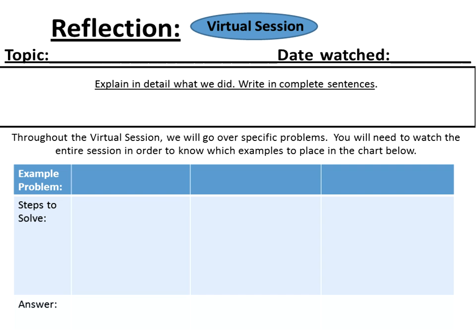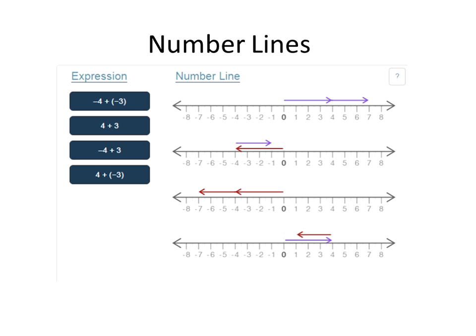In this middle part here, you're going to write in detail what we did in complete sentences. I know this is math class and you don't feel like you should be writing, but it's very important that you practice your writing with all that you do. So give me some complete sentences to show that you've watched this whole thing. And then throughout the virtual session, I'm going to do 3 problems, and I'll have them labeled which ones you're going to put in here. So you'll put the problem up in this dark blue, you'll show all the steps to solve it in the light blue, and then put the answer in the lightest blue down there.